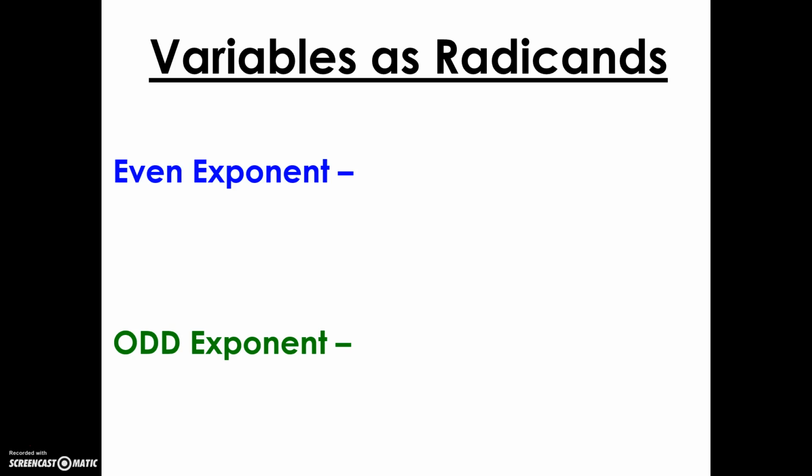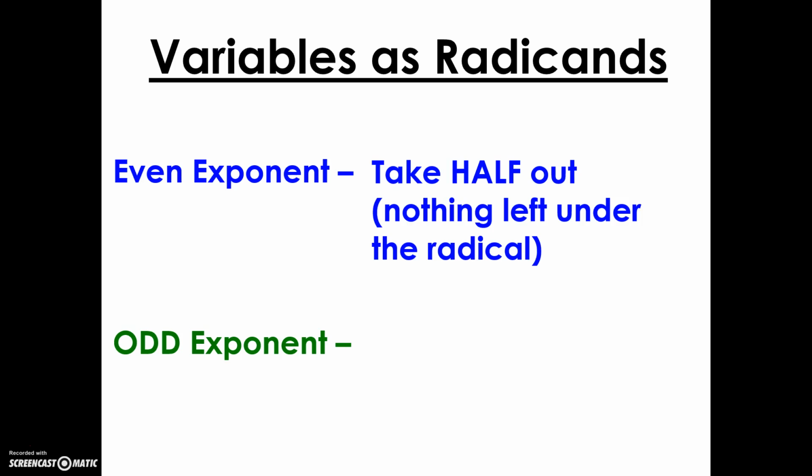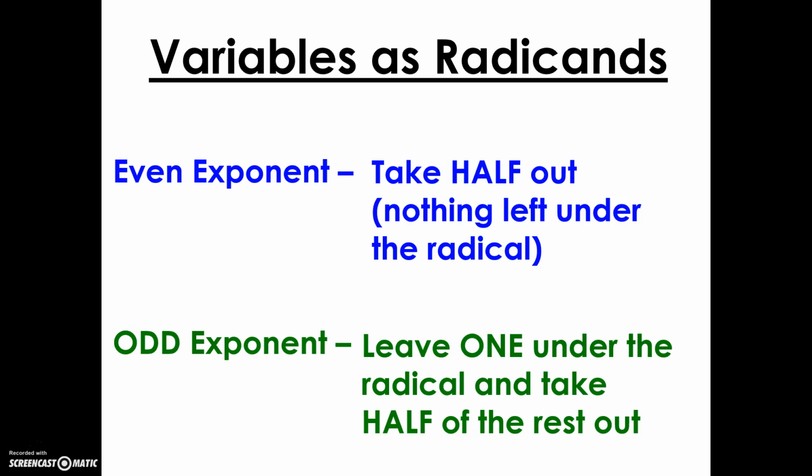Now we're going to talk about variables as radicands. So when you have variables, you have to look at the exponents. Okay, if you have an even exponent, you're going to take half out, and there'll be nothing left under the radical as far as that variable goes. And we're going to do some examples of these as well. And then when you have an odd exponent, you're going to leave one under the radical and then take half of the rest of them out. Okay, and we're going to leave one under it so that we're left with an even exponent, and then we can take the rest of the half of those out.